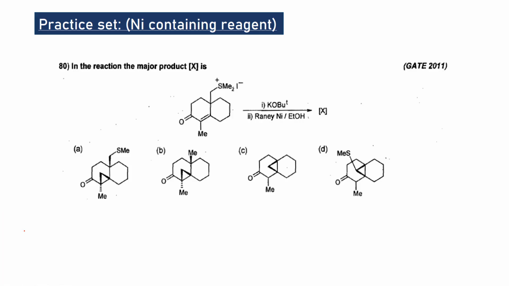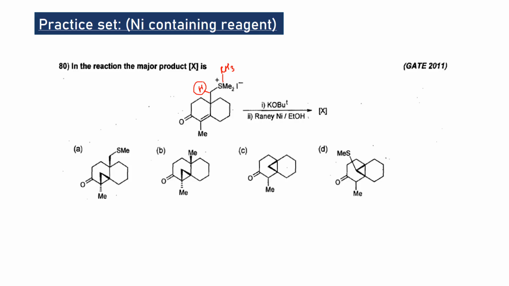There is another question which is based on a nickel-containing reagent. In this reaction, they have asked for the major product formed. If you just dissociate, there is one CH3 and there is a CH. Now between this hydrogen and the CH3 hydrogen, which one is more acidic?